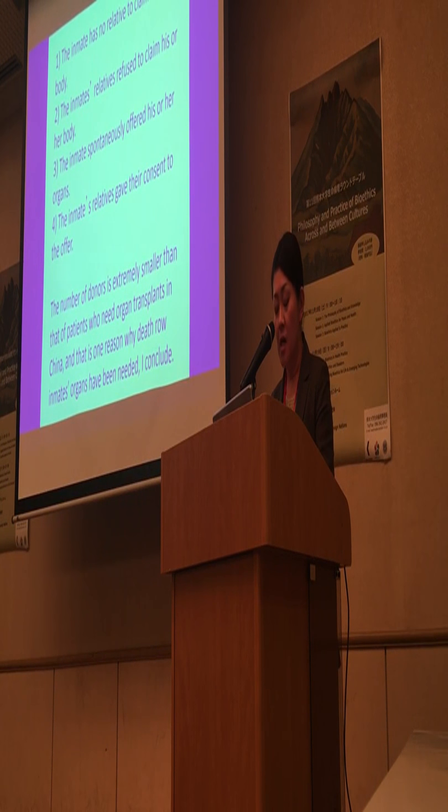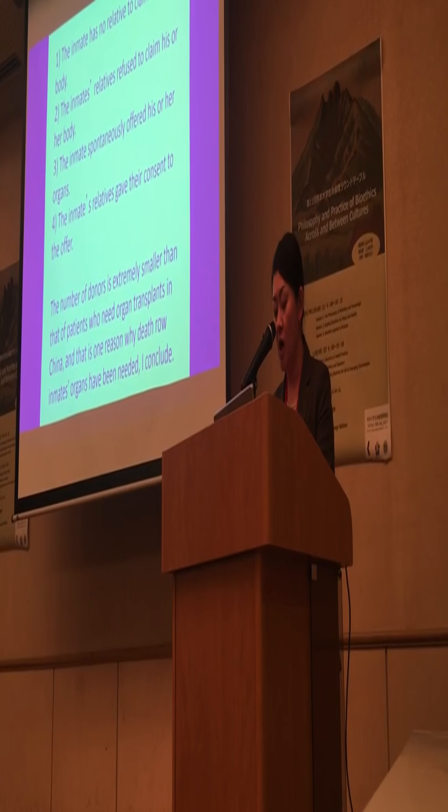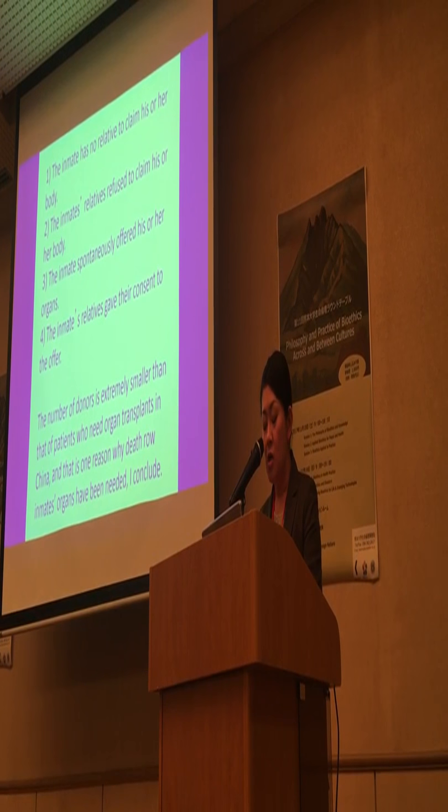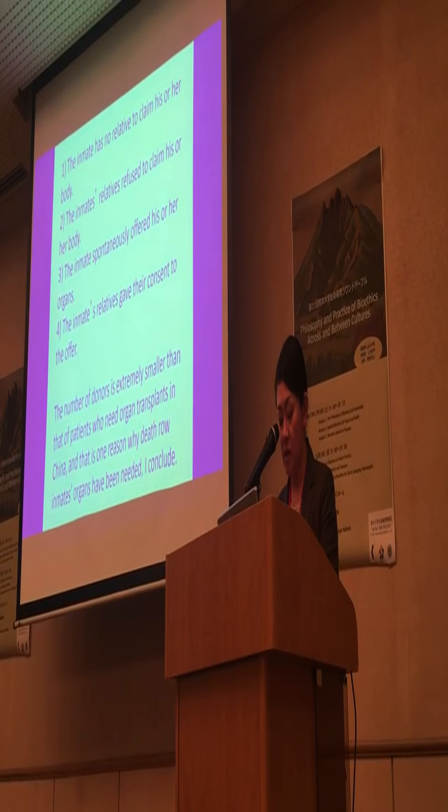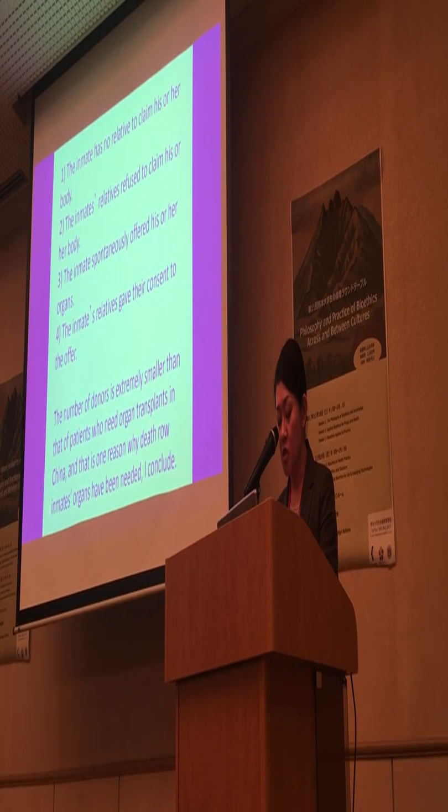One, the inmate has no relative to claim his or her body. Two, the inmate's relatives refuse to claim his or her body. Three, the inmate spontaneously offers his or her organs. Four, the inmate's relatives give their consent to others.